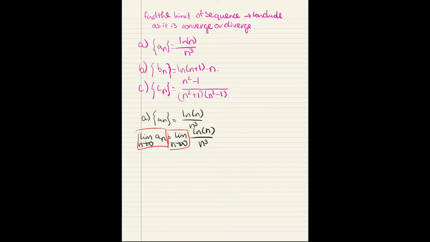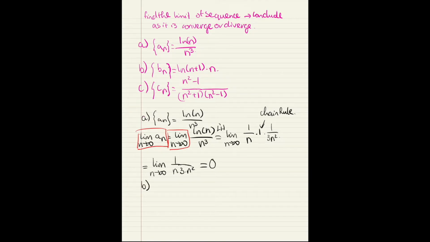Okay, keep going. So now I use L'Hopital's rule. I have limit of n to infinity of 1 over n times 1. This is the chain rule. And the derivative of n to the third is just 3n squared. So which means it's just like limit of n to infinity of 1 over n times 3 times n squared. This one equals 0.